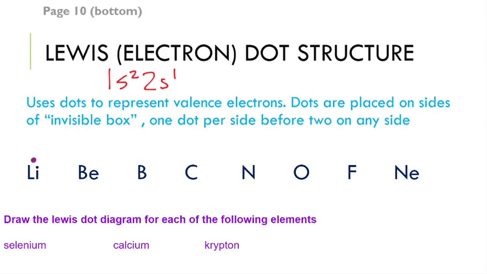Beryllium is right next to it. It's at 1s2, 2s2. So the second energy level is still our highest energy level, except beryllium has 2 electrons in it, which means it gets 2 dots. It's important that they're on different sides. Doesn't matter whether it's top and bottom, left and right, left and top. Doesn't matter where they're at all.